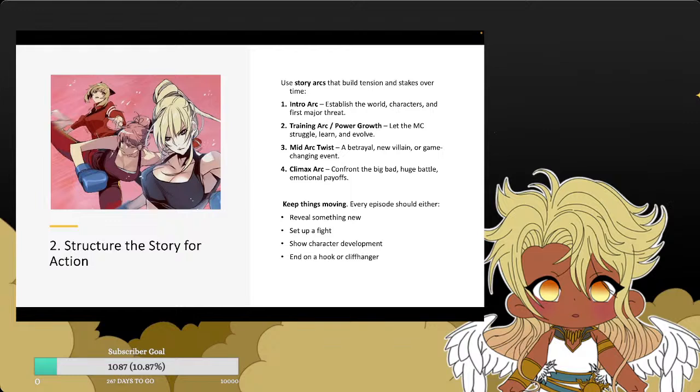So then you go into your arc, talking about a training arc or a power growth. Let the MC have some struggle, let them learn, and let them evolve. This is one of those instances, unless you're writing an overpowered character like Saitama or Mob Psycho. Even with those characters, well, I don't know about Saitama. Saitama is just an anomaly. But even with Mob Psycho and whatnot, the characters are evolving and growing.